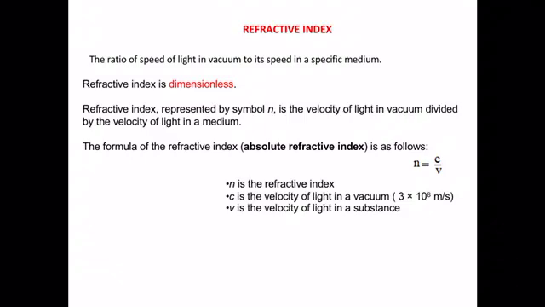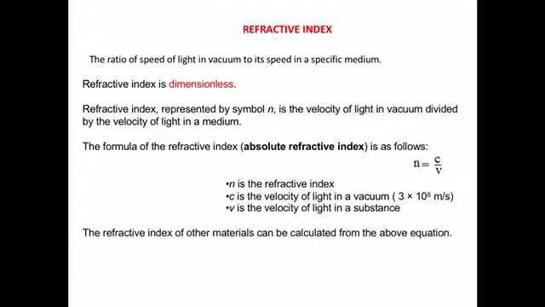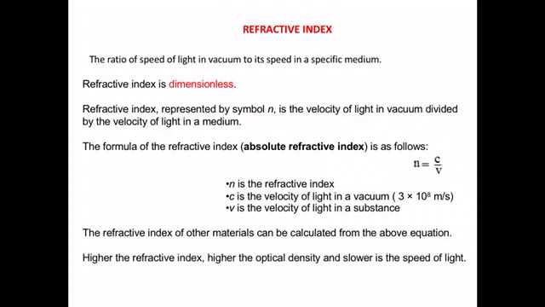Thus we have a formula N is equal to C by V. Refractive index can be easily calculated by this formula. This refractive index is also known as absolute refractive index. We have relative refractive index also. We have refractive index in relation with angles of incidence and refraction also.